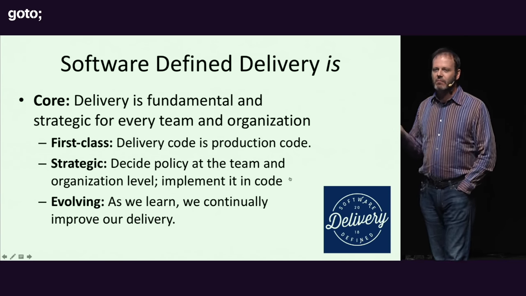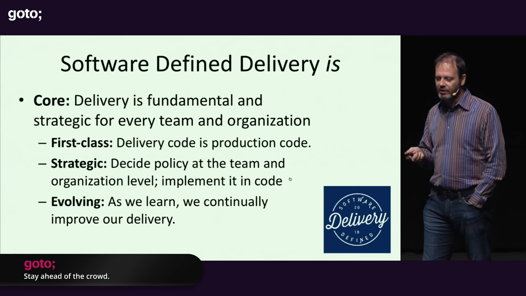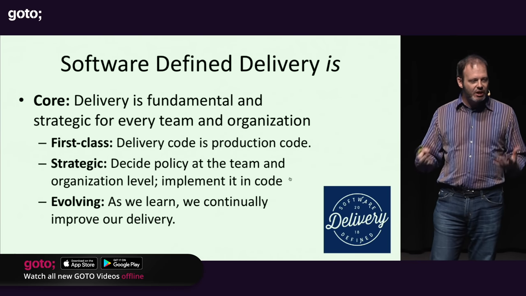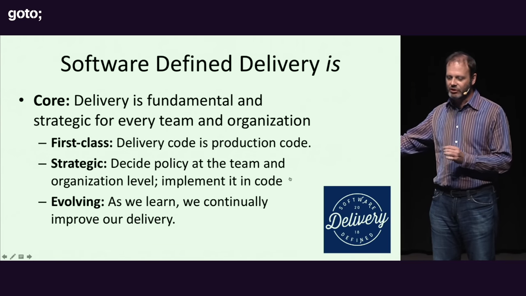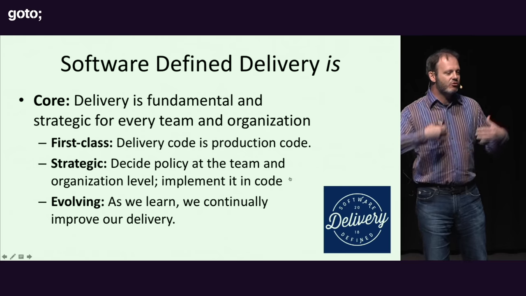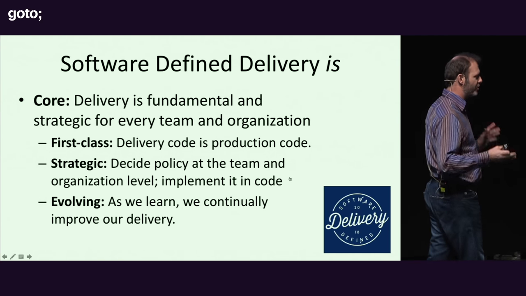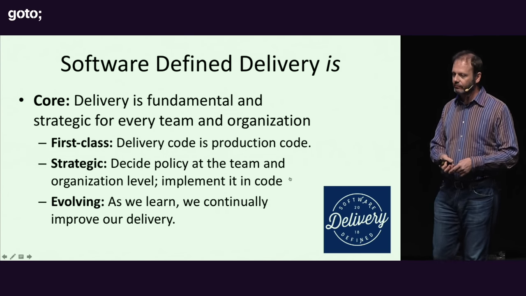So firstly, software-defined delivery accepts that software delivery is core. It's fundamental and strategic. It is just as important as production code, because unless you can get your code to production, it doesn't matter how good that code is. It should be strategic. It shouldn't be based around hacking. Really, Bash should go back to the kind of things that it was originally designed for.